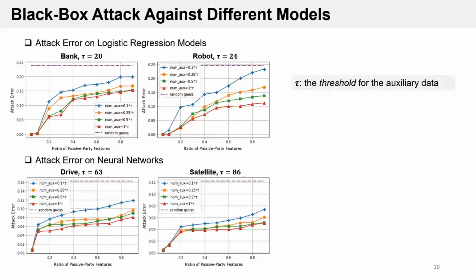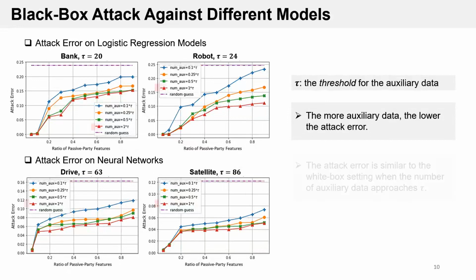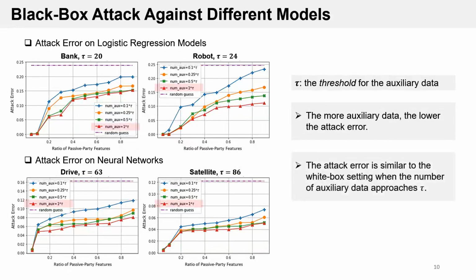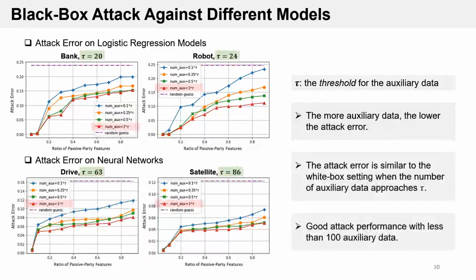It can be seen that the increase of auxiliary data can in general contribute to a lower attack error, and the attack error is similar to the one under the white box setting when the amount of auxiliary data approaches the threshold. Here, for both models, we can already achieve comparable performance with only less than 100 records. The results show that even without knowing the passive party models, the attacker can still use limited auxiliary data to build the shadow model and to apply the reconstruction attack.